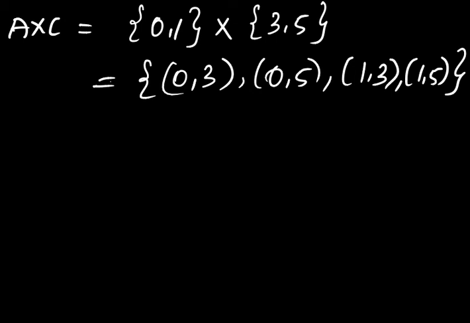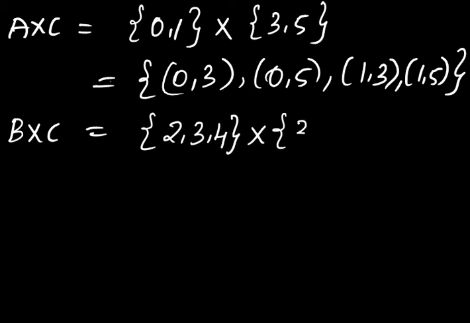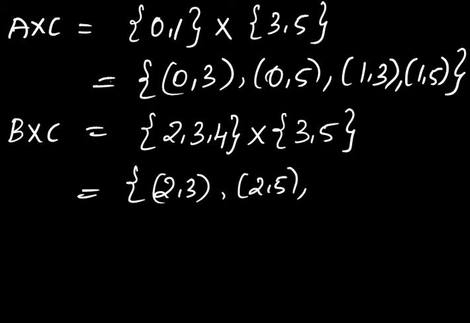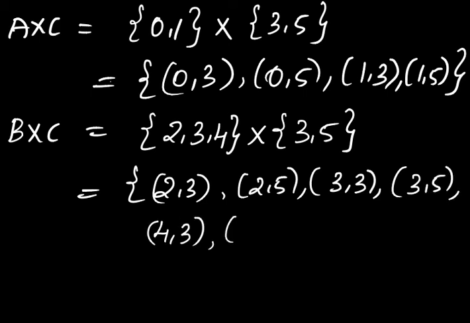So after finding A cross C, find B cross C. So what is B value? So B value is set of 2, 3, 4 cross C value is again set of 3, 5. So write in ordered pairs, we'll get 2, 3, 2, 5, 3, 3, 3, 5, 4, 3, 4, 5. So after finding B cross C, find A cross C union B cross C.